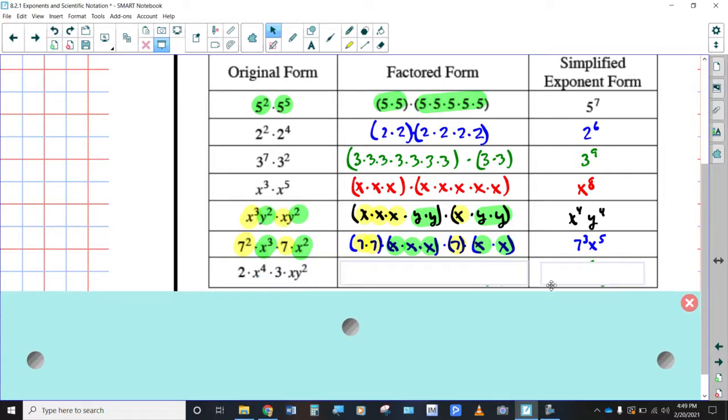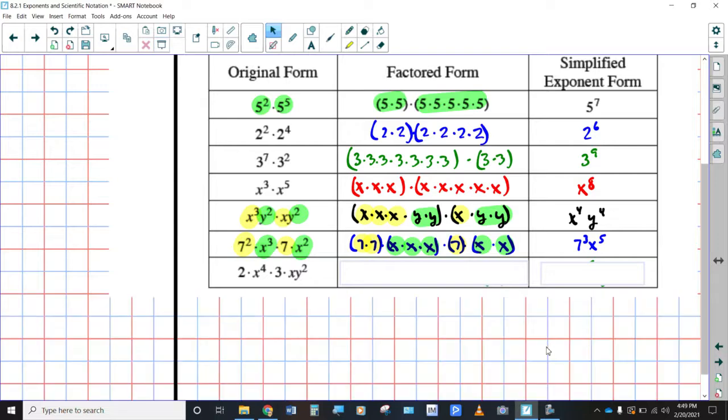All right, and now the last situation here, where you're blending variables and numbers as far as your bases go, but now you've got a couple of different numbers. So what do you do with those? Well, let's still expand them out.